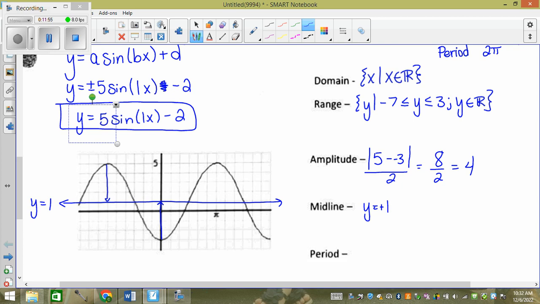I can also check it with my formula. So it's going to be y equals my maximum, which is 5, plus negative 3 divided by 2, which is 2 divided by 2, which is 1. Same answer. So which way is better?